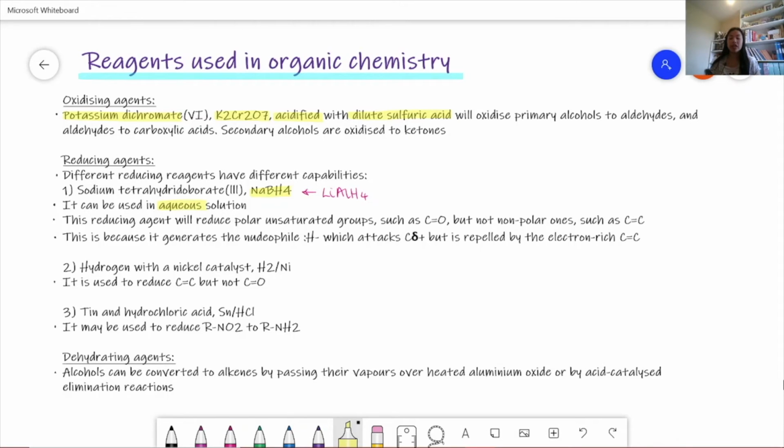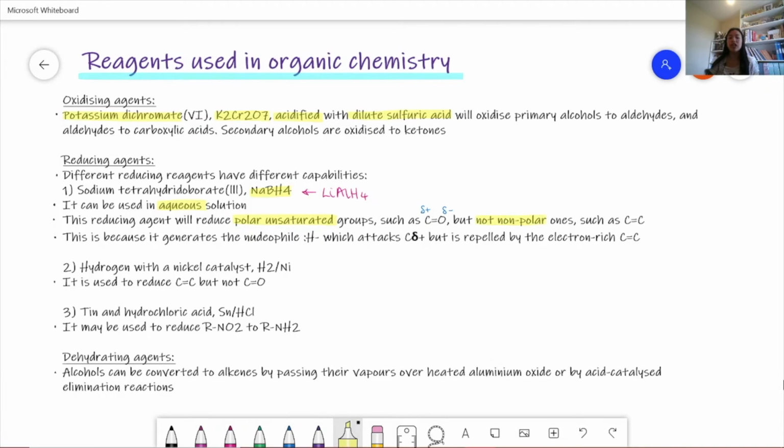And these reducing agents will reduce polar unsaturated groups, such as C double bond O, because we have the carbon, which is a partially positive atom, and then we have the oxygen, which will be partially negative. And this is because the oxygen is much more electronegative than the carbon. However, these reducing agents won't be able to reduce non-polar bonds, so such as the carbon-carbon double bond.